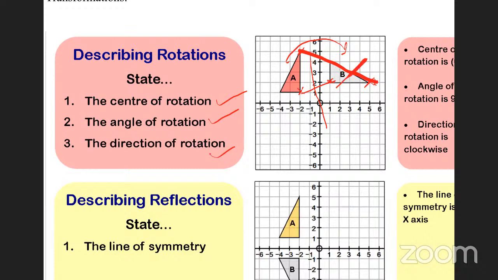Connect the next two. Bisect it. Where those two lines meet will be a rotation. Okay? So you're connecting again, bisecting, but you're doing it twice. The mirror line, you just do it once. Right? For rotation, you do it twice. And they will meet at the center of rotation.